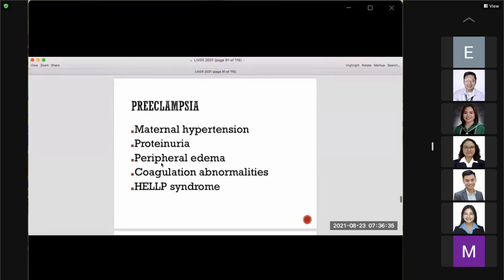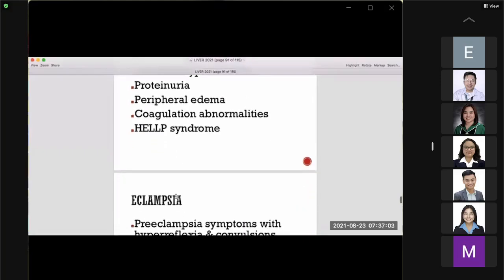You've heard of preeclampsia. So patients are manifesting with maternal hypertension. Clinically, if you look at the urine of the patient, they would show proteinuria. Physical examination would show peripheral edema, as well as coagulation abnormalities in this particular syndrome. Okay.